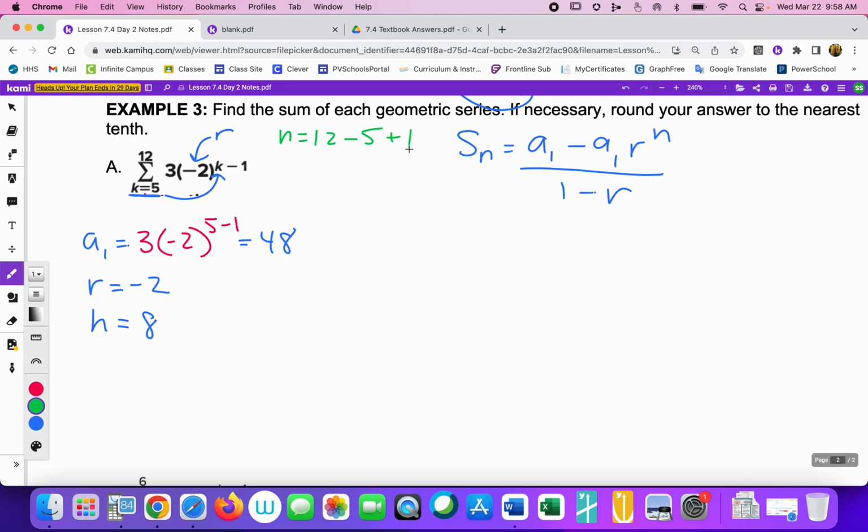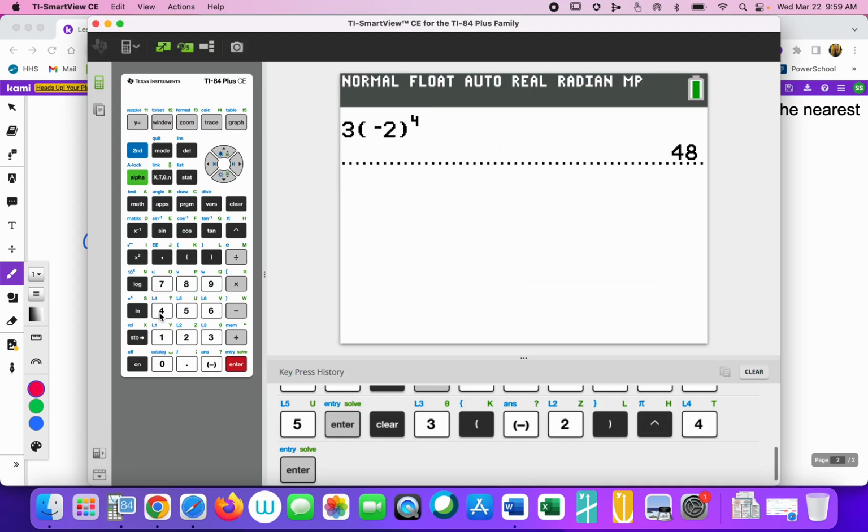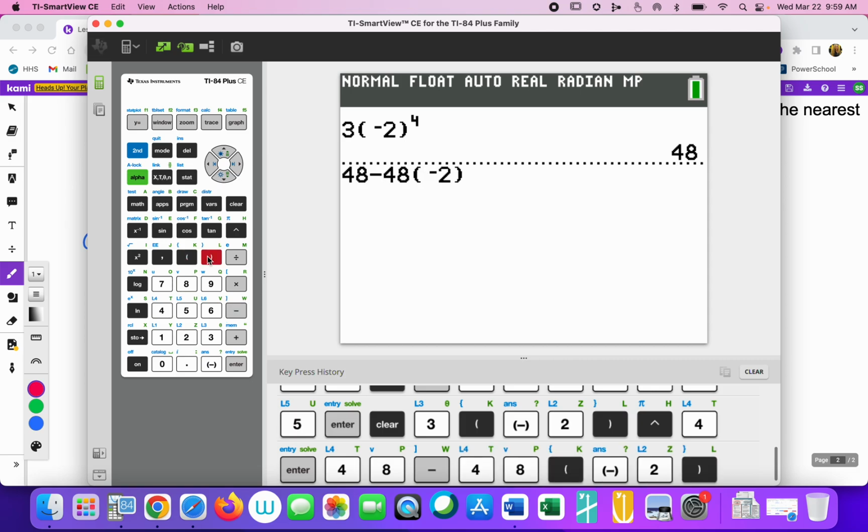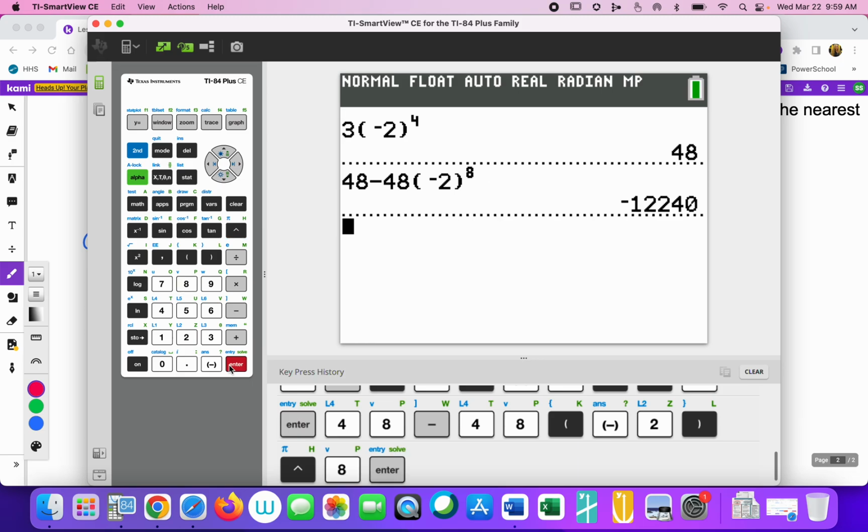Okay, so now we have A1, we have R, and we have N, so we're going to use that formula again, just like we did in the very first one. So our sum would be 48 minus 48 times negative 2 to the 8th power over 1 minus negative 2. Now the top again, we're just going to do in the calculator. So 48 minus 48 times negative 2, make sure it's in parentheses, to the 8th power.